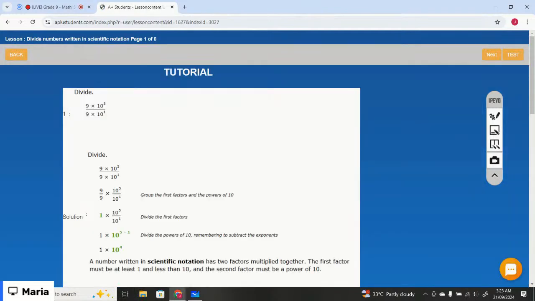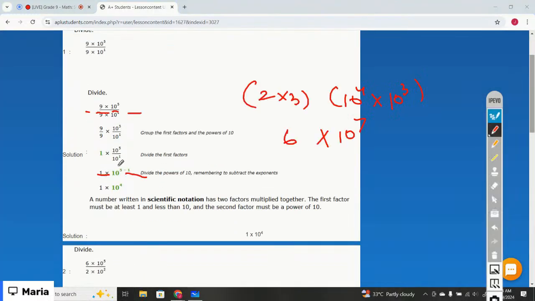You have to now divide them, right? So 9 times 10 exponent 5 divided by 9 times 10 exponent 1. So first thing is you need to group the factors, that is 9 divided by 9 and then the powers of 10, that is 10 exponent 5 divided by 10 exponent 1, right? So 9 divided by 9 is 1. Then the second one is 10 exponent 5 divided by 10 exponent 1.